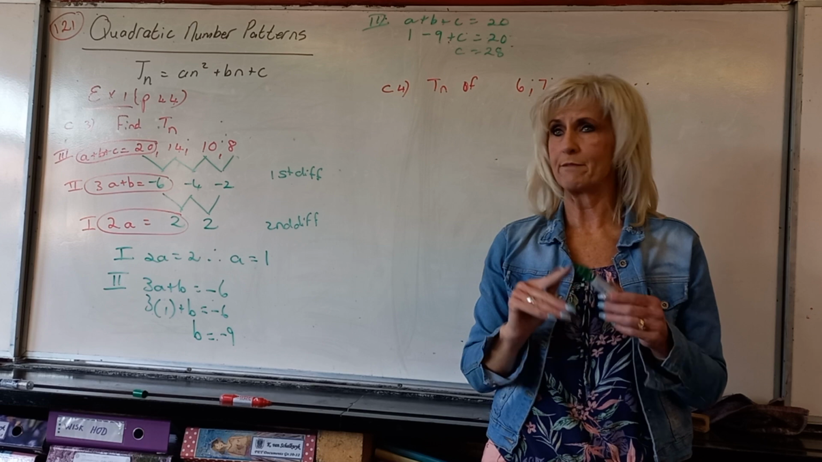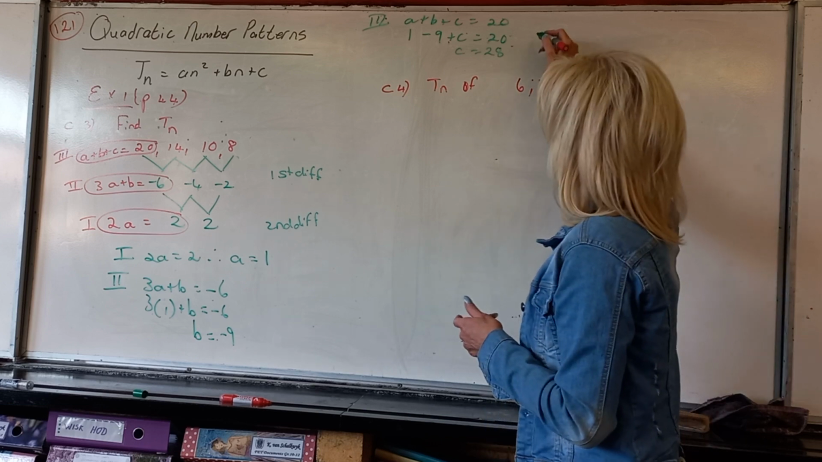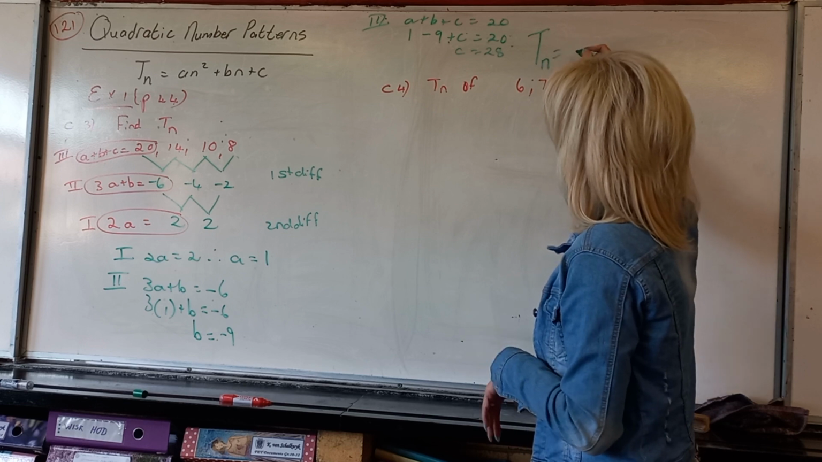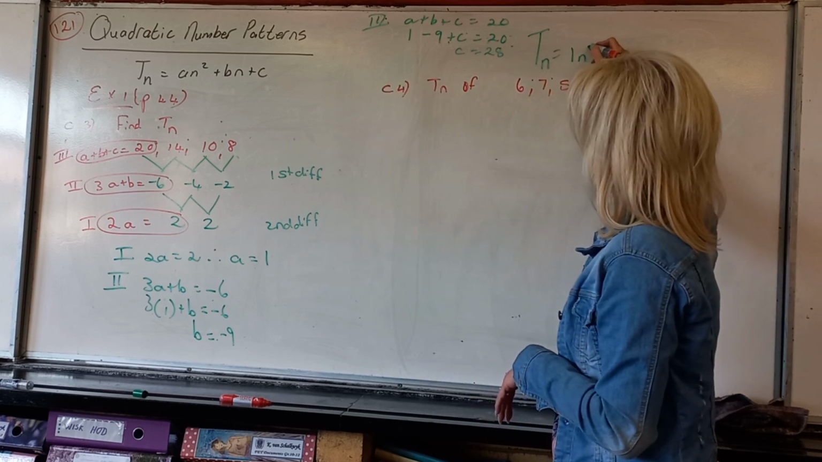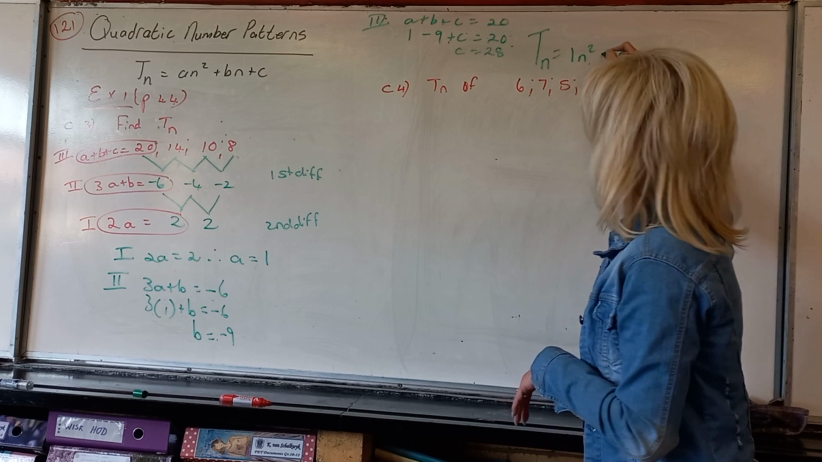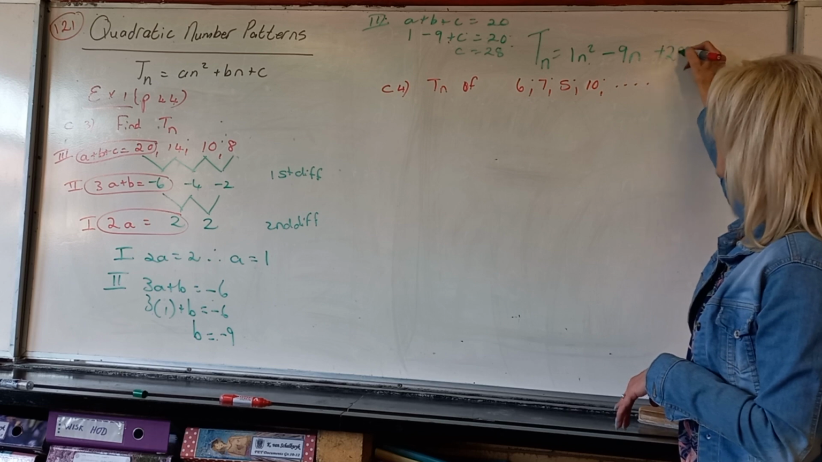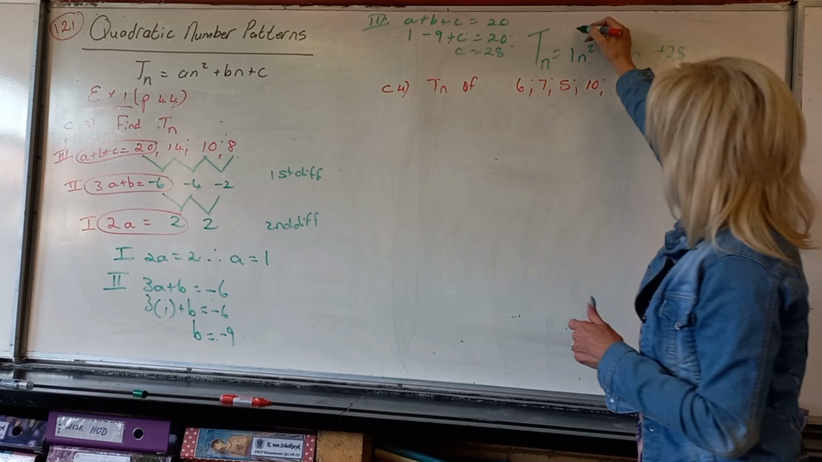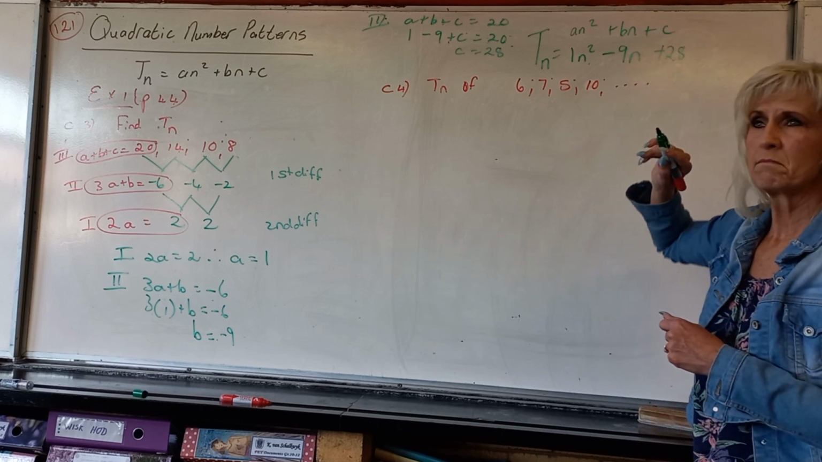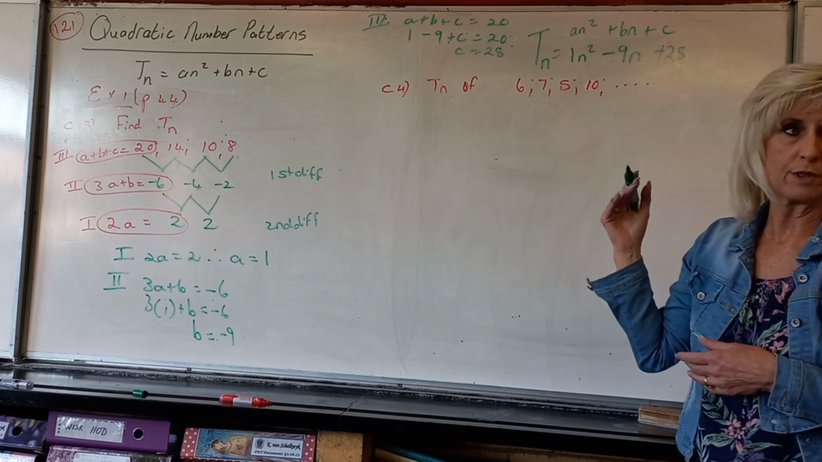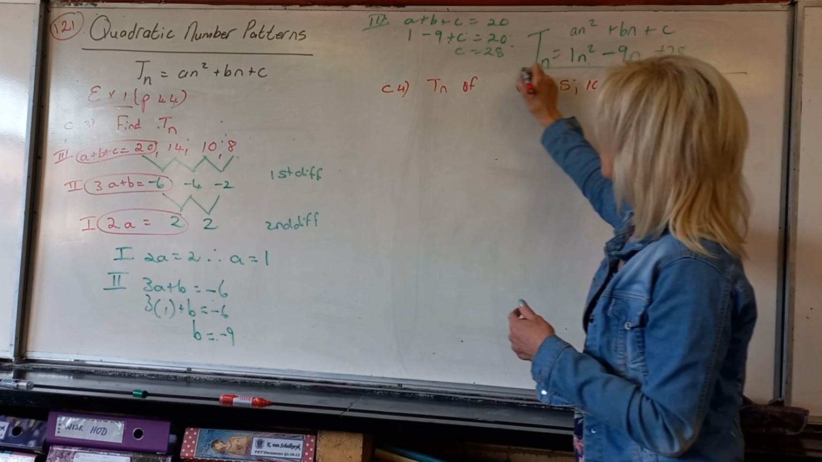What was the question? Find the general term. I've done all the work, I just haven't written the answer. The general term of a quadratic number pattern is a(n) squared, which is 1n squared, plus bn, which is minus 9n, and then plus c, plus 28. Do you need to write an squared plus bn plus c first? It's always a good idea, but it won't be worth a mark as such. But then I know you're on the right track if you're not working with a linear one.